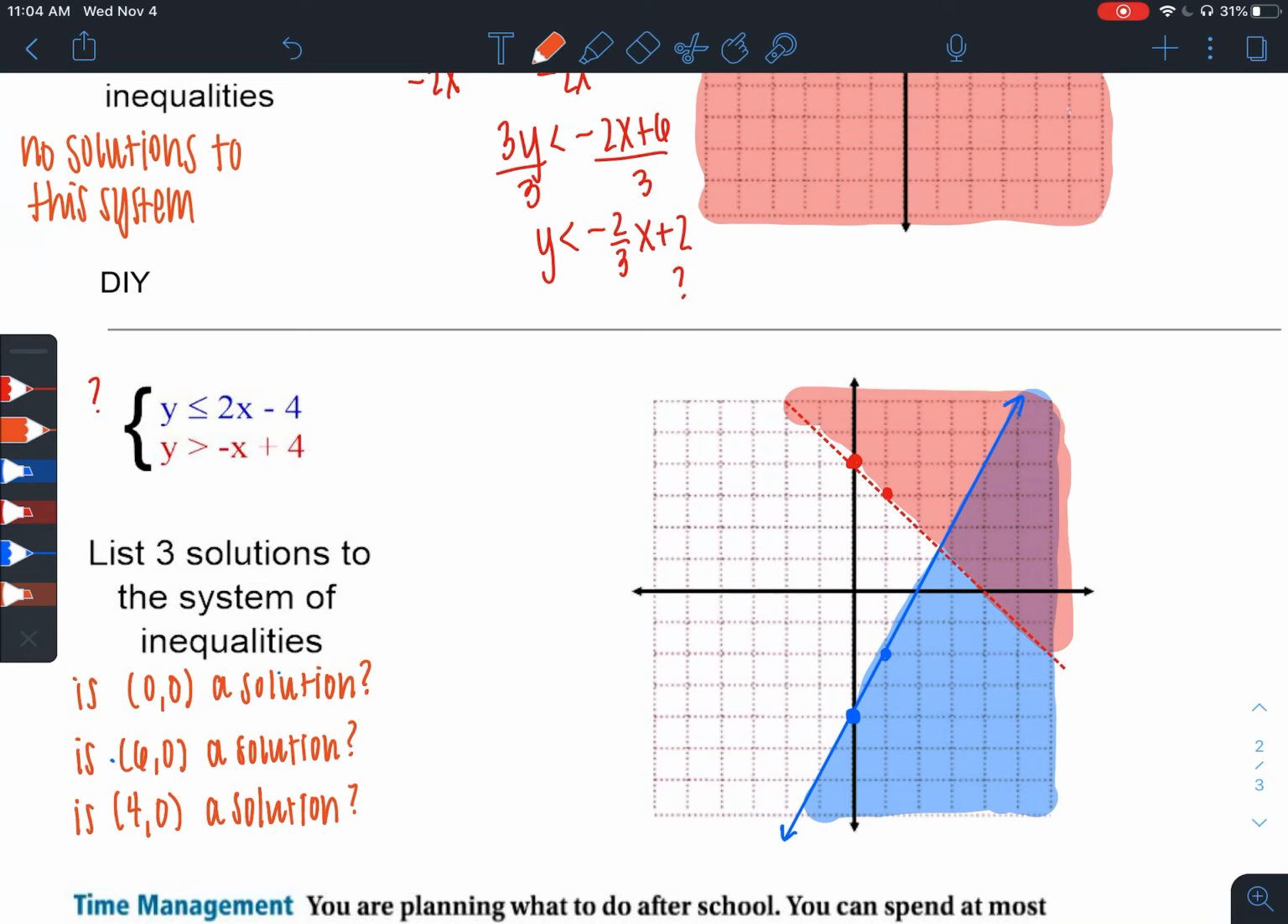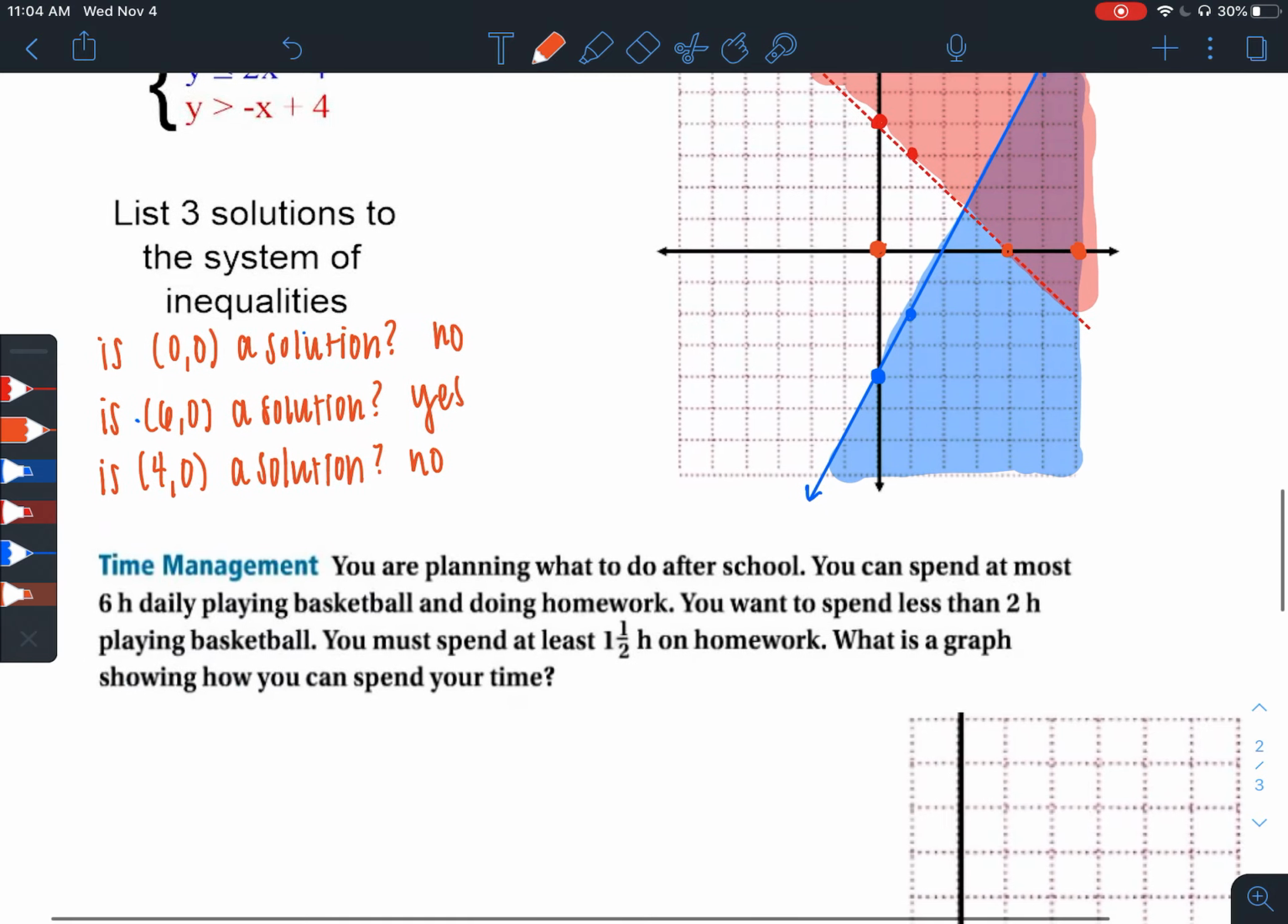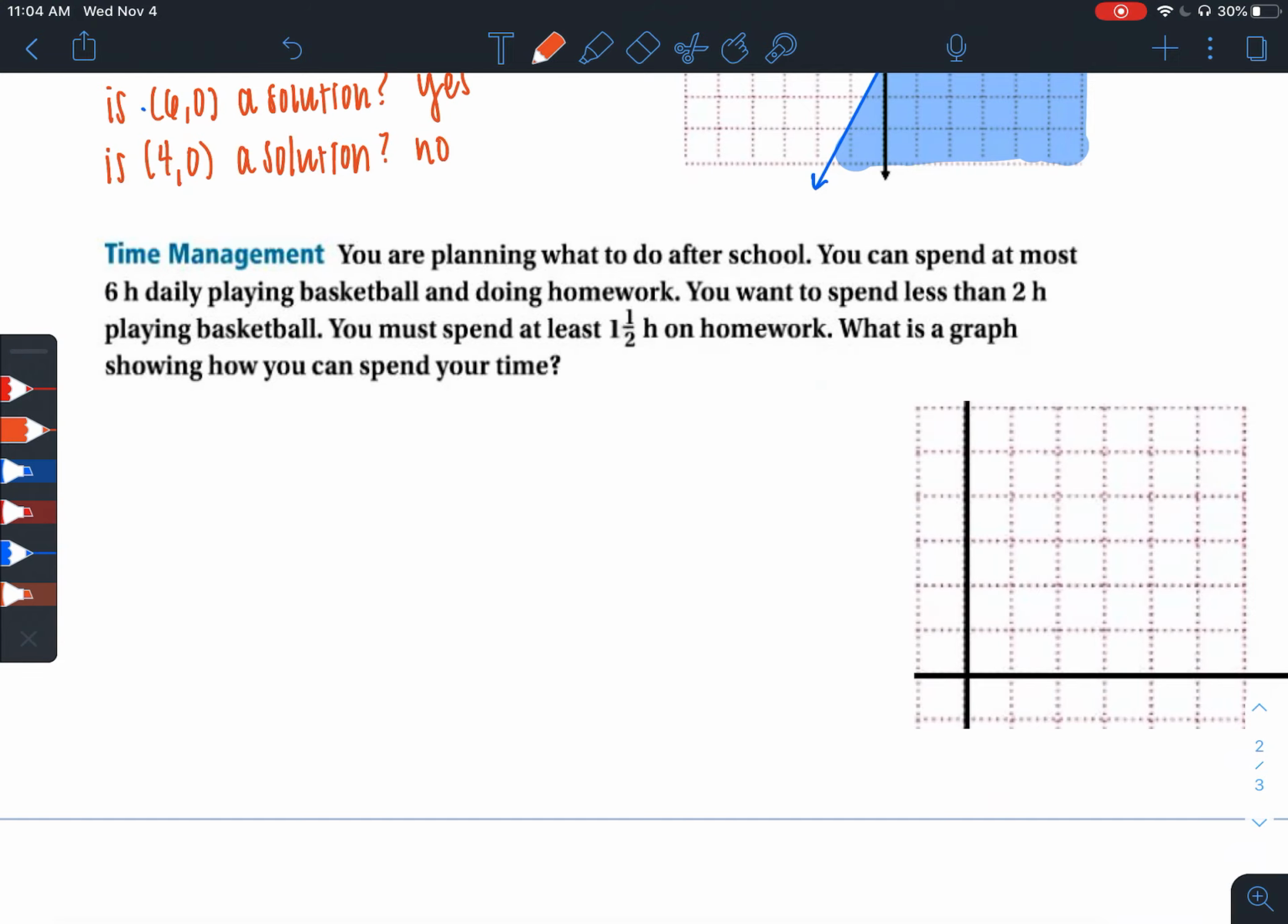So (0, 0) is not a solution because it's in no man's land. (6, 0) is a solution. It's in the doubly shaded region. And (4, 0), because it lies on that red line, is not a solution because it's on that red dotted line.